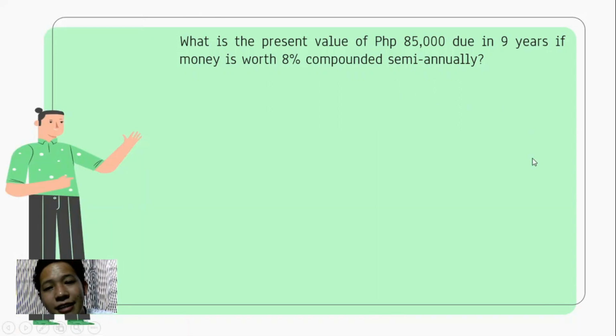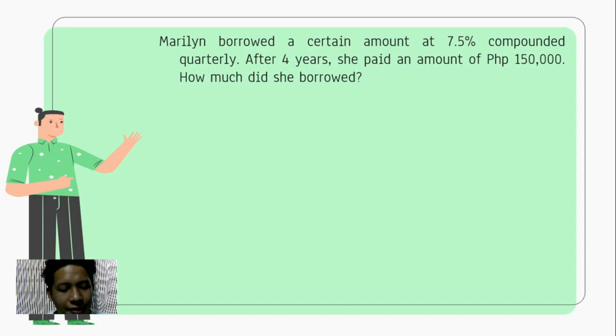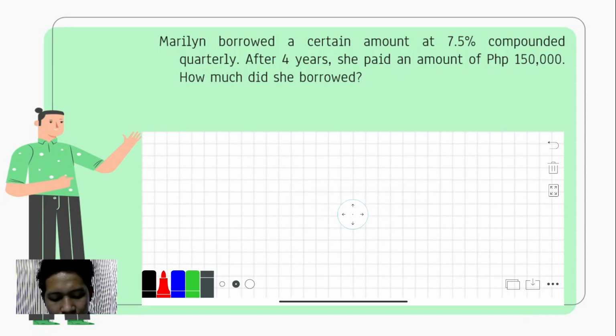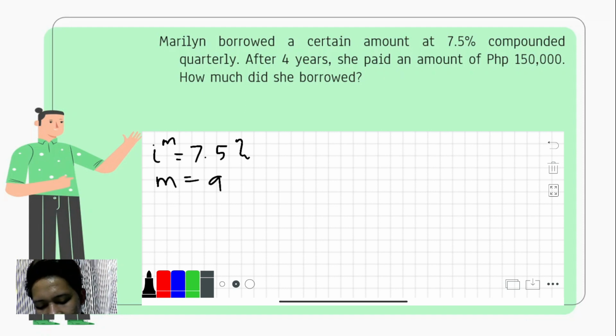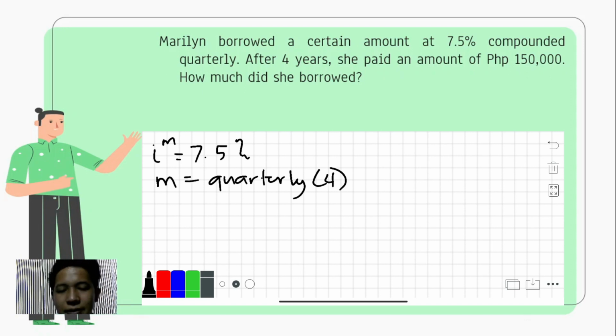Okay, so let us have another example para mas ma-practice tayo. Suppose we have Marilyn borrowed a certain amount at 7.5% compounded quarterly. So si 7.5%, sino nga ulit siya? Siya po yung ating magiging nominal rate. Okay? So 7.5% compounded quarterly. So yung m natin, sabi dyan, quarterly, which is equivalent to 4. And then, sabi dyan, after 4 years, so our time would be 4.